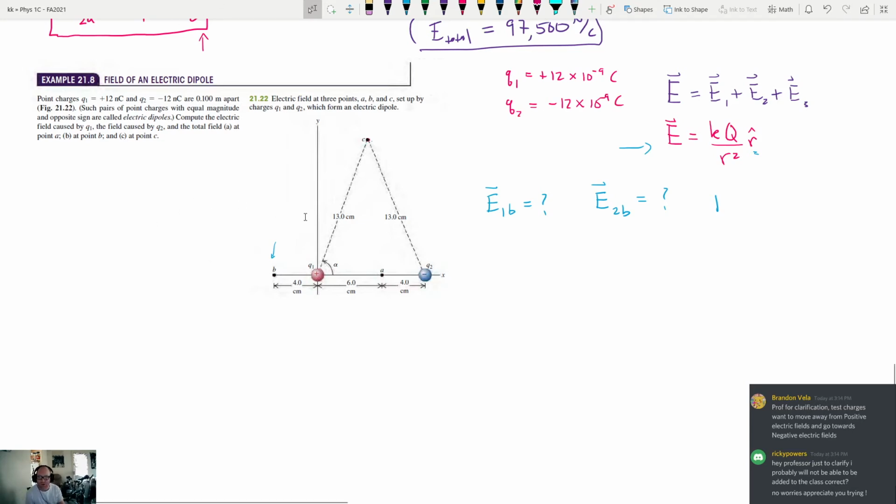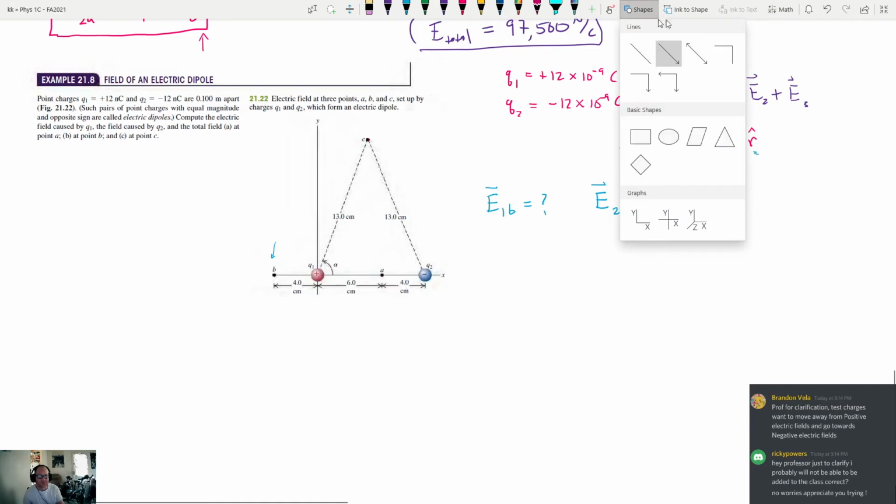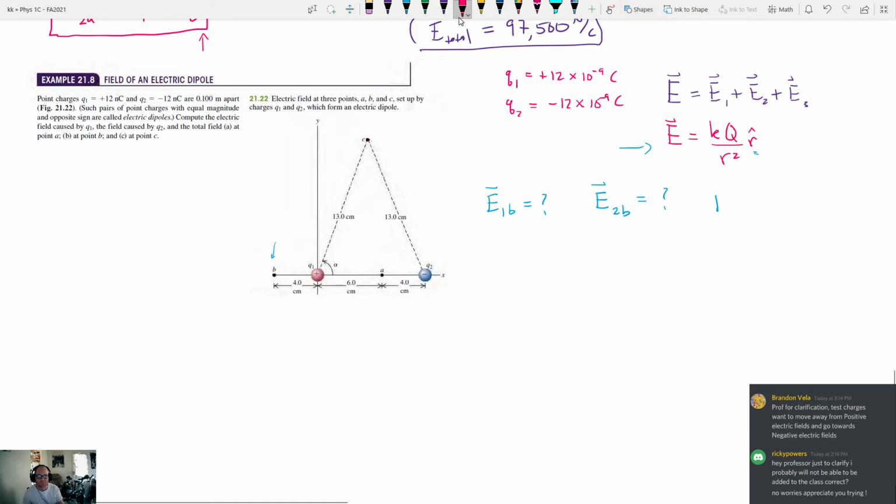Okay, so field of an electric dipole. We are looking at finding E1b and E2b. So let's go here on our diagram and draw a picture of what the directions of those vectors are going to be. We'll use the vector color of red for E1a, or sorry, for E1b.